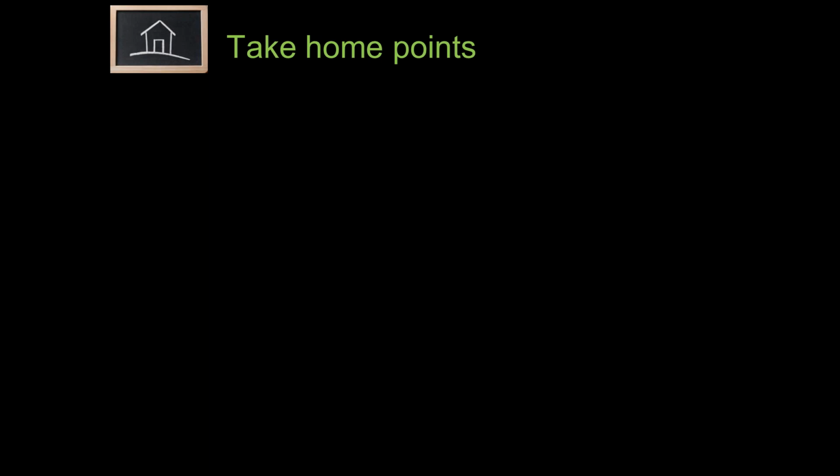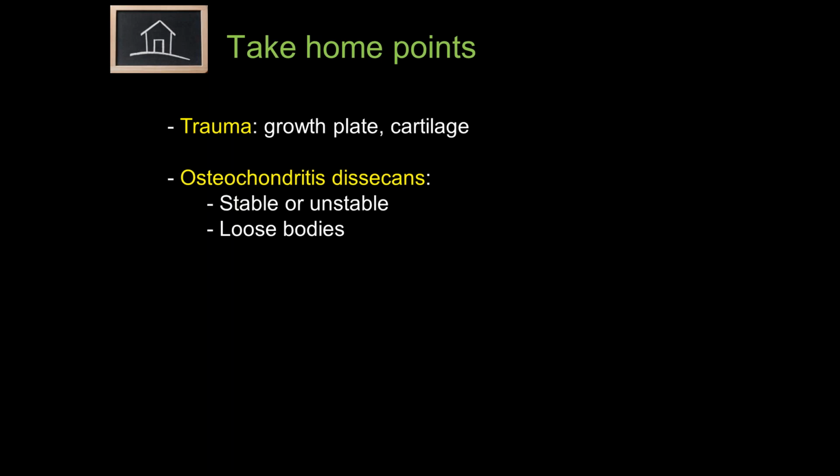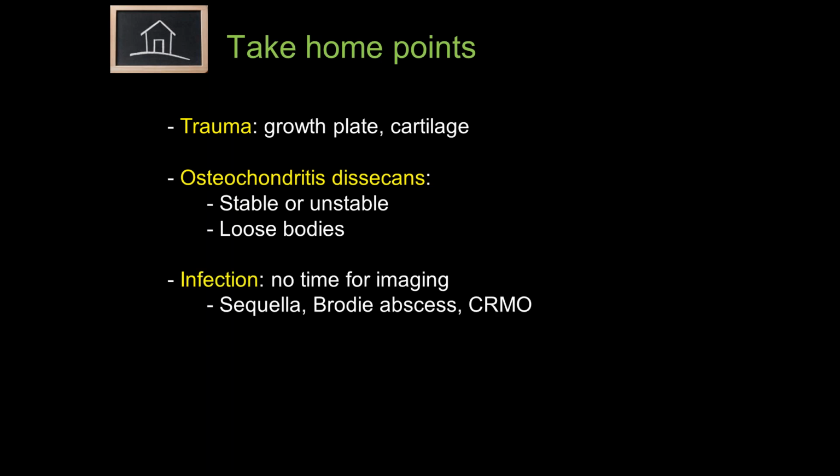Anyways, you are home already, but take-home points would be that in MRI of the pediatric knee, in case of trauma, remember that there's a growth plate, and remember that there's a lot of cartilage, so things may be a bit different compared to adults. In osteochondritis dissecans, the surgeon wants to know whether the lesion is stable or unstable, and whether loose bodies are present or not.